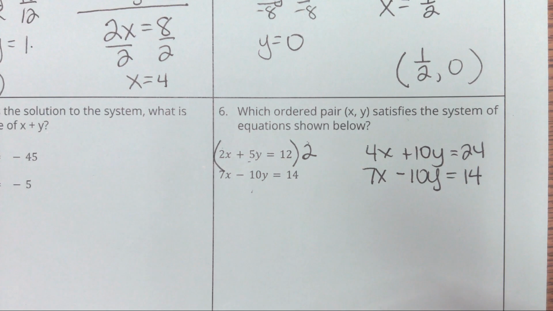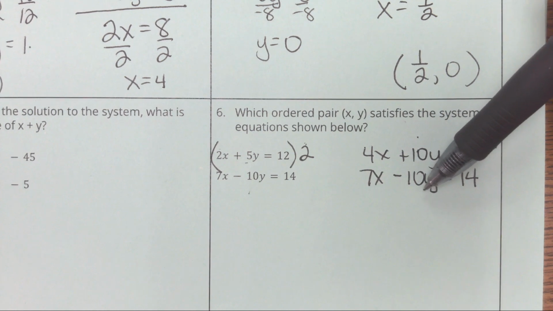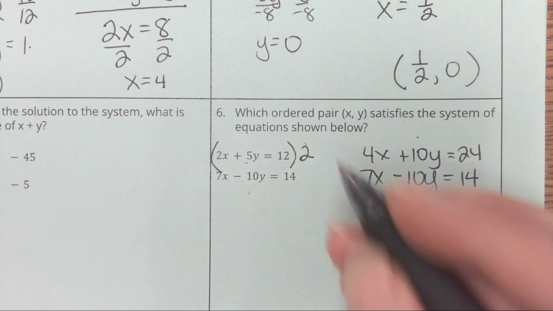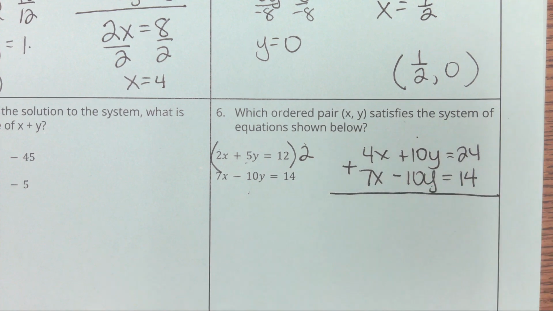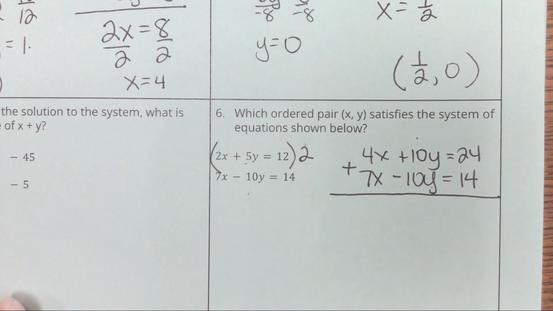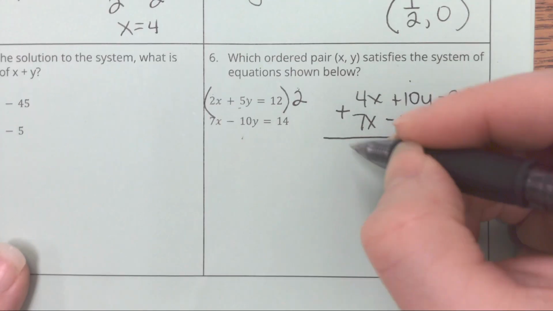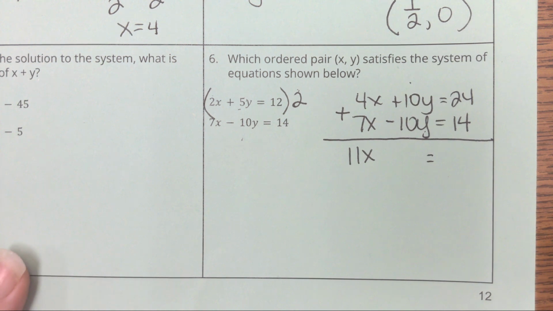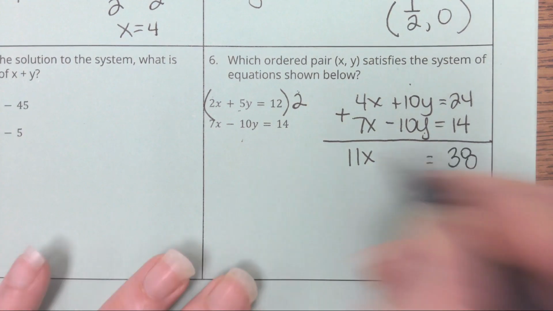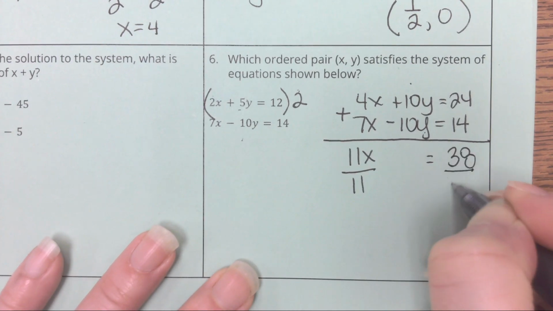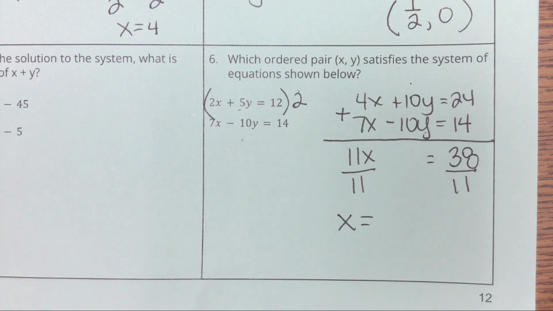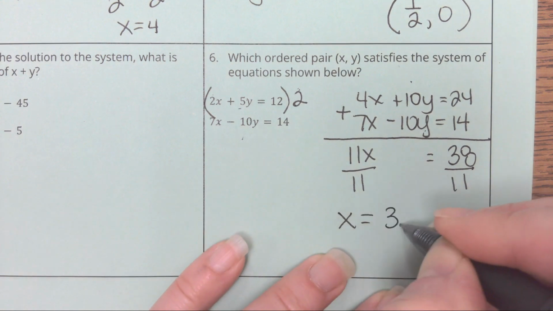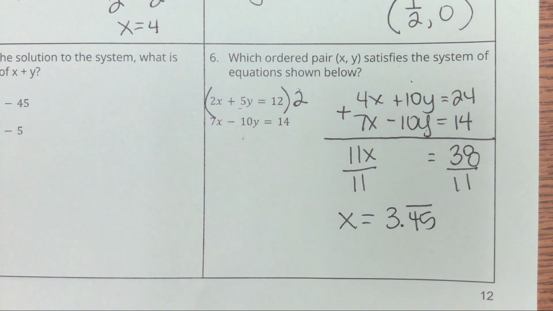Do we see that we have a 10y and a negative 10y? So you can eliminate either variable. Would you add these equations together? 4x plus 7x is 11x. What's 24 plus 14? 38. I don't think this is going to be really nice. That's okay. Let's divide by 11. What do you get? 3.45 repeating. All right, let's go, and we're going to need a calculator for this one.